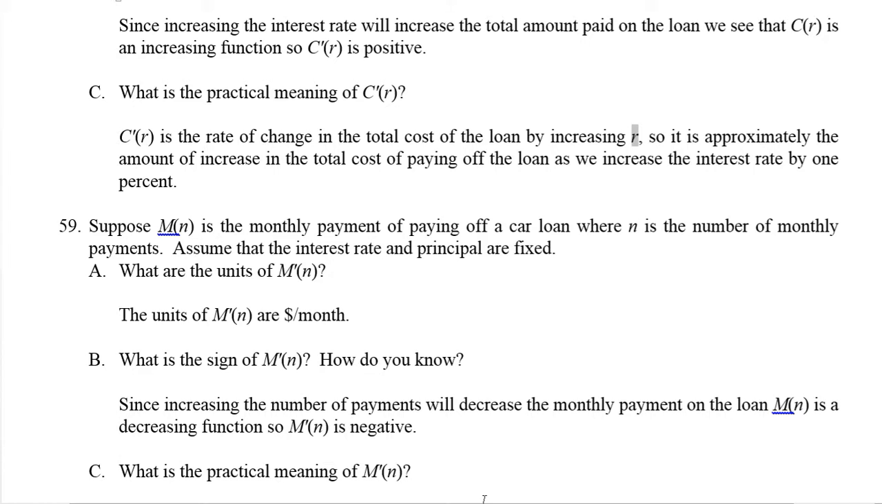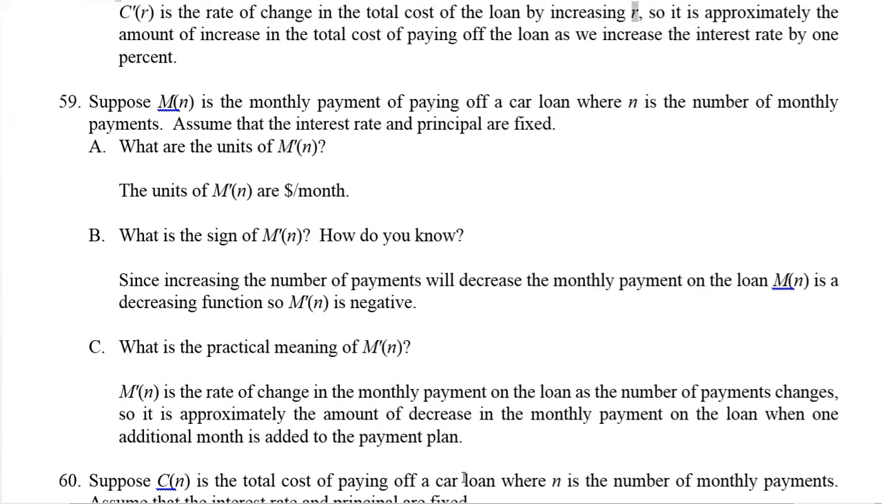What's the practical meaning of M prime of N? Well, it's the instantaneous rate of change in M with respect to N, or it's approximately how much your monthly payment goes down, it's going to be negative, if you finance it for one more month. You add one more month to the payment plan. The derivative is then approximately the amount of decrease in that.